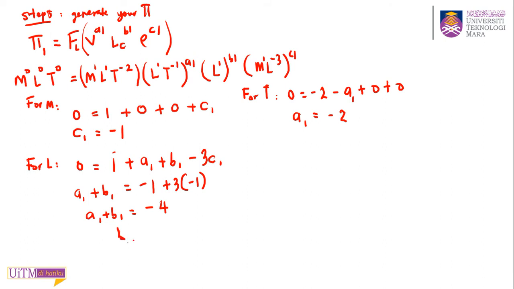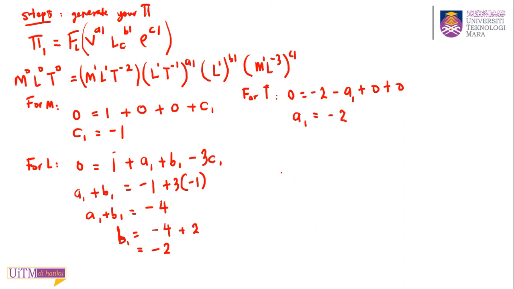B1 will be equal to minus 4 minus A1. And A1 is minus 2. So it will be plus 2. And so B1 will equal to minus 2. Okay. Now you know A1, what is the value for A1? What's the value for B1? What is the value for C1?